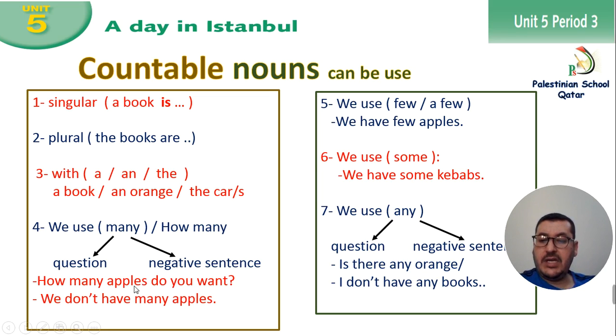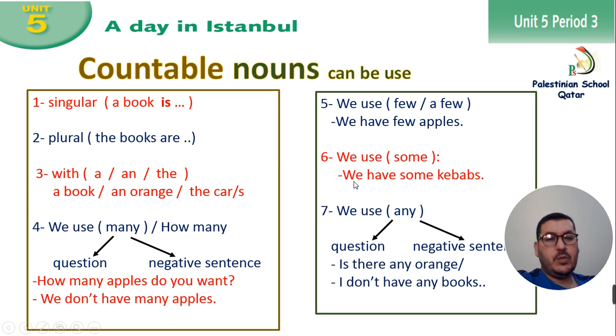For example, how many apples do you want? Here we have a question. And the negative sentence: we don't have many apples. Now when we come to number 5, we use countable nouns with few and a few. For example, we have a few apples. A few means some, as we talked in the last lesson. Few means some amount of something. Number 6, we use some with countable nouns, but we use it with plural countable nouns only.